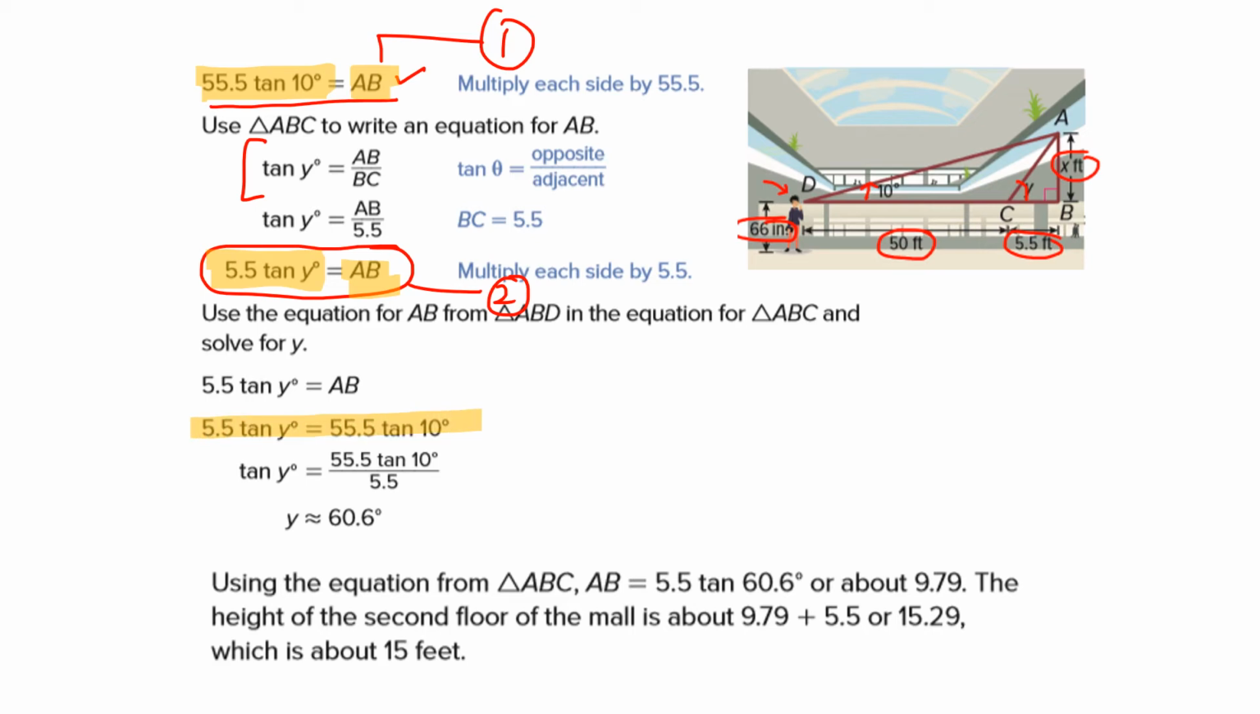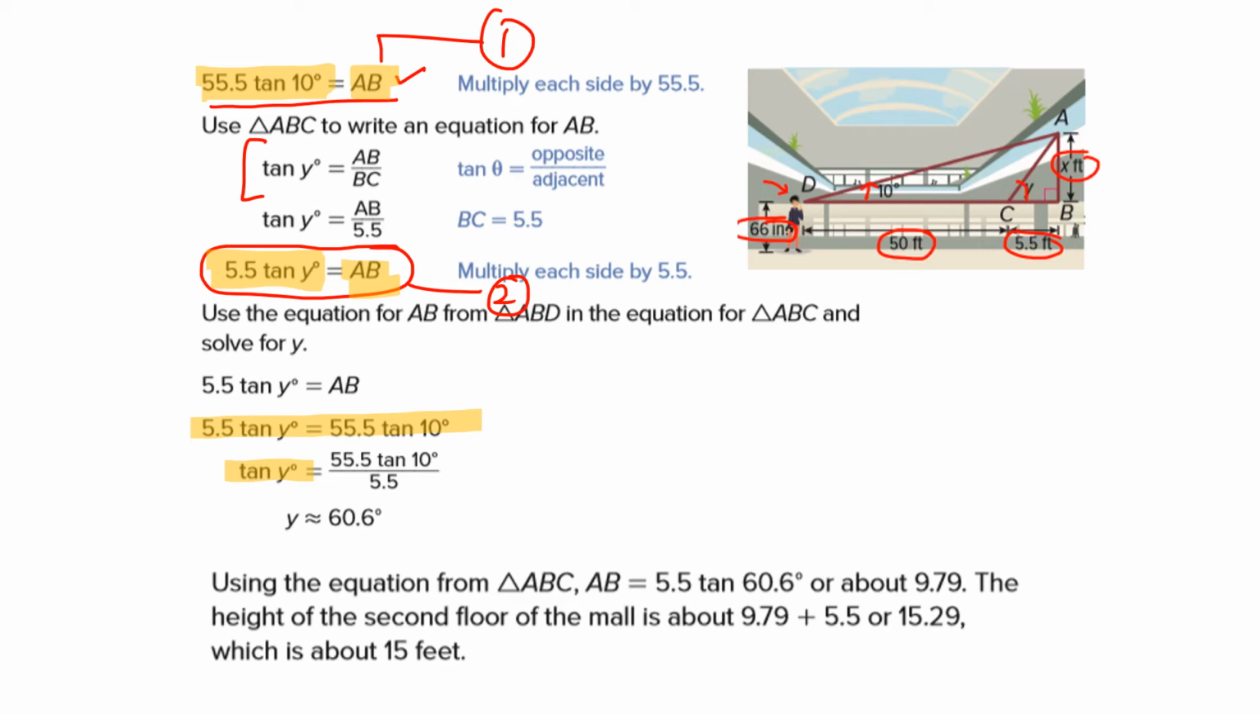Okay, so 5.5 tan y is equal to 55.5 tan 10 degrees. And why we are doing this? Because this equation gives us an expression in tan y, and then later we can use our inverse trigonometry to get our y from here. So let's simplify a little bit more.